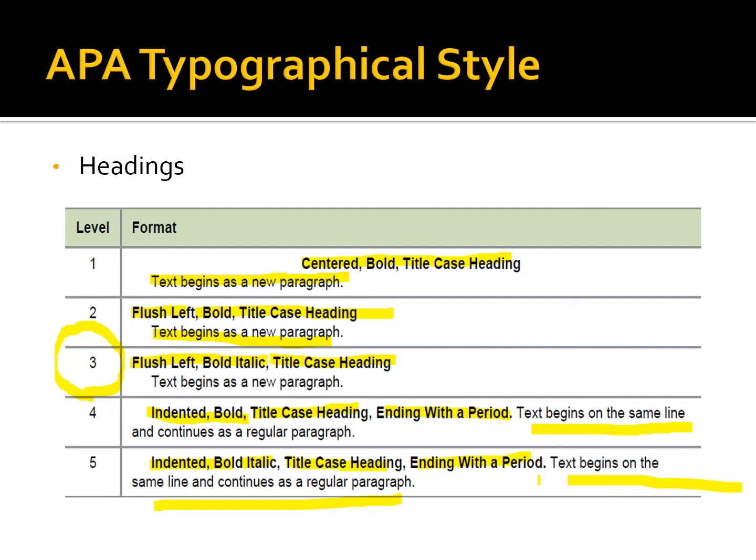Now, most research papers will use probably up to 3, maybe 4 levels of headings. Most student papers top out in and around 2 levels of headings. Okay, so it's appropriate to use the levels of headings correctly in order for your paper to be considered APA formatted.